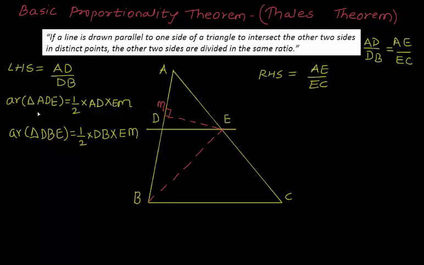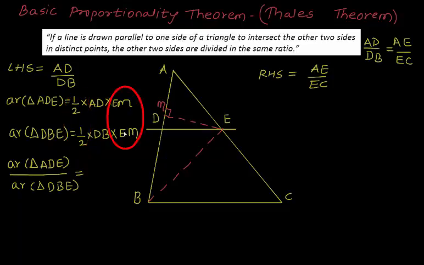So let's divide these two areas. Let's divide the area of ADE by the area of triangle DBE. So what will happen? Half will get cancelled, EM and EM will get cancelled, and we'll get AD upon DB. So we got the ratio of the two areas of the triangles in terms of their base segments, AD upon DB. Now let's go to the right hand side.